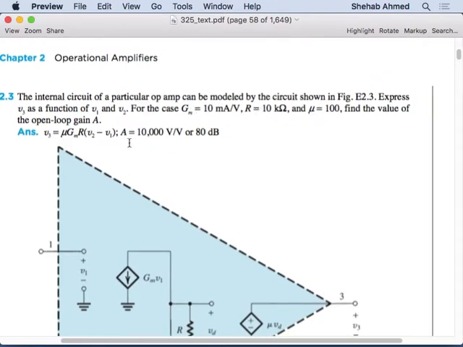So they ask you to calculate the gain A in decimals, and then they ask you to calculate the gain in dB. Okay.